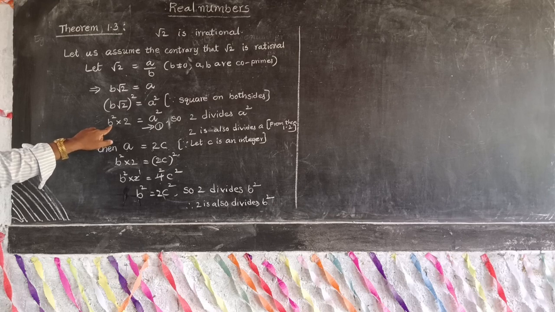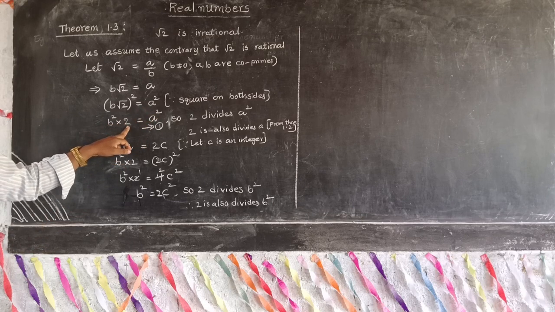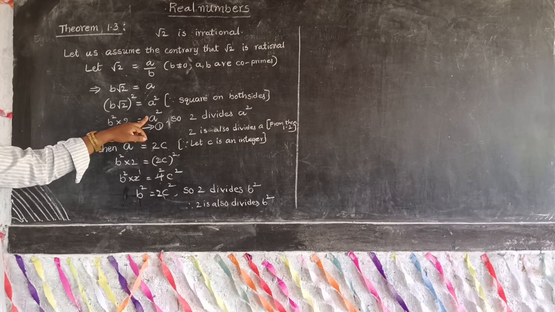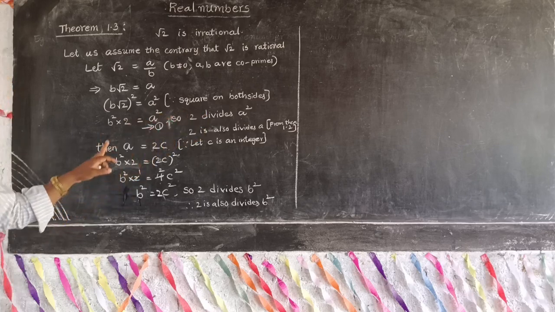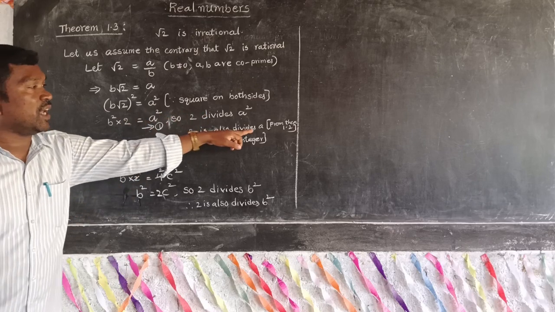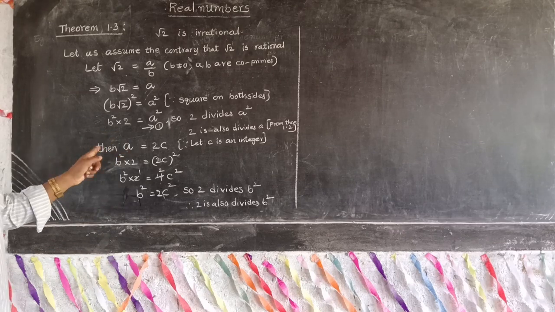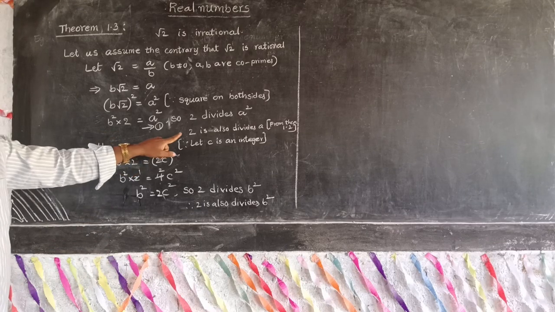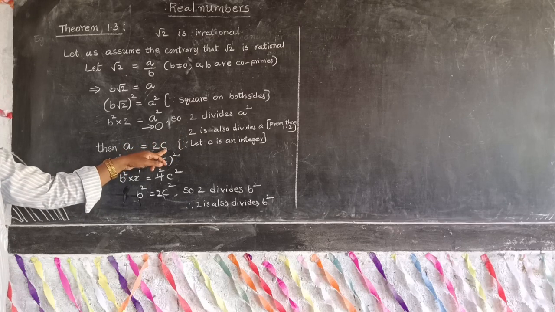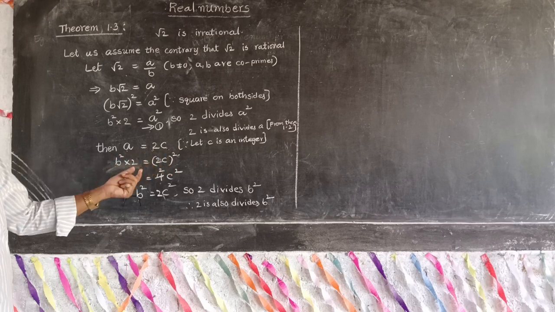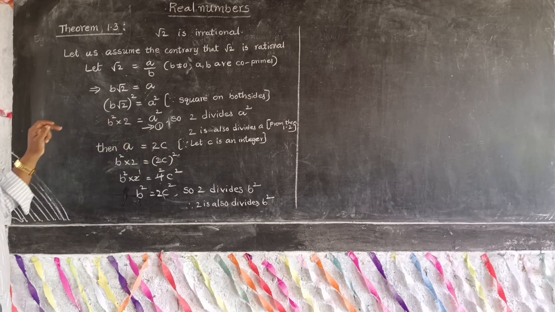Once again, already we proved that b square into 2 equals a square. That means b square and 2 both are factors of a square according to the fundamental theorem of arithmetic. So 2 divides a square, and 2 also divides a according to theorem 1.2. So 2 is a factor of a. Take another c. Let c be an integer. a equals 2c. Substitute the a value in equation 1.